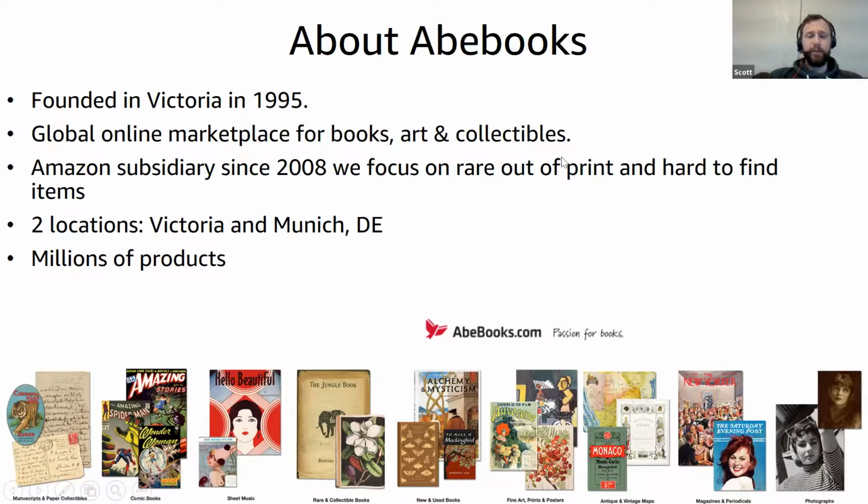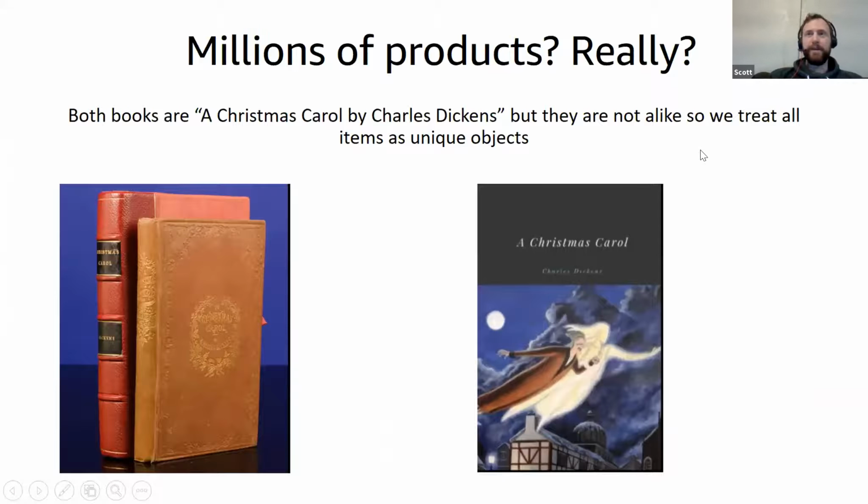A unique point about our business is that we have millions of products, which is a very boastful thing to say. But to explain what we mean, because we focus on used, rare, and out of print, we're selling not only to folks who want to read books, but folks who collect books as well. Take an item like A Christmas Carol by Charles Dickens, which has been in print for well over 100 years, and has been printed in many, many editions in many languages.